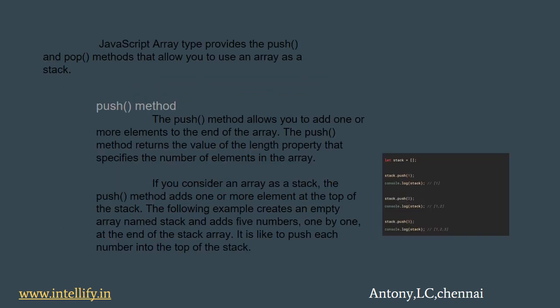The JavaScript array type provides push and pop methods that allow you to use an array as a stack. So let's see what the push method is. The push method allows you to add one or more elements to the end of the array. It returns the value of the length property, which specifies the number of elements in the array. If you consider an array as a stack, push adds one or more elements at the top of the stack.